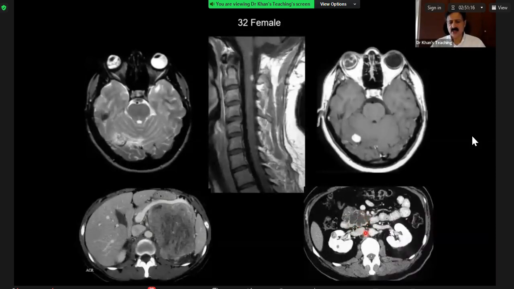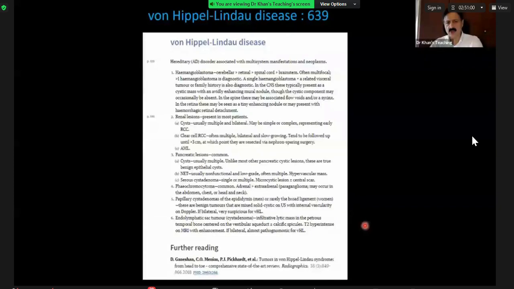So this is a serous cyst adenoma. Please remember that in von Hippel-Lindau syndrome, there can be cystic tumors such as serous cyst adenoma. There can be true cysts also of the pancreas, and there can be islet cell tumors also. So if you see pancreatic lesions, common cysts, usually multiple. Unlike most other pancreatic cystic lesions, these are true benign epithelial cysts.